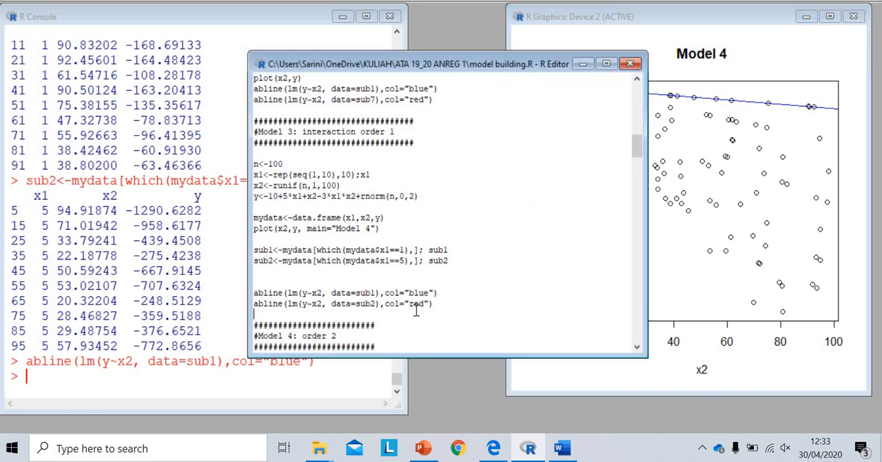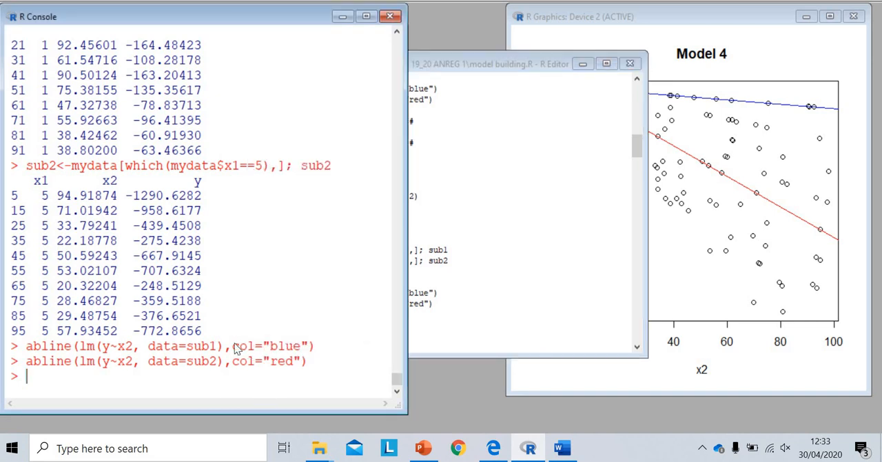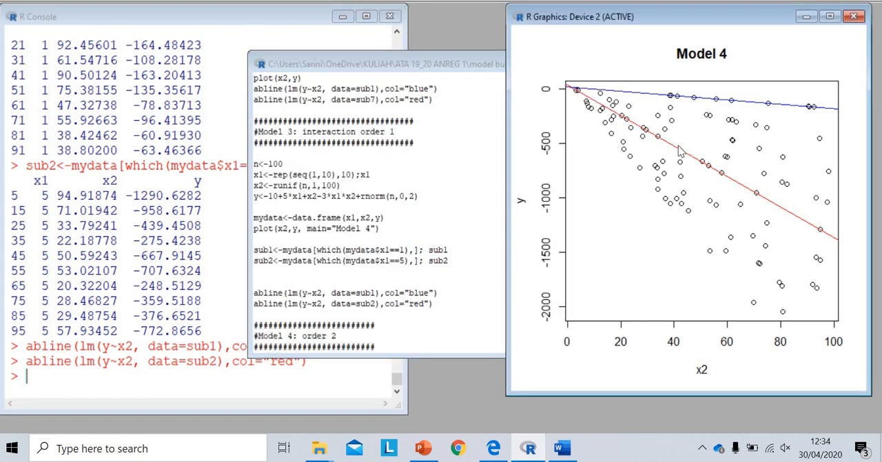What about when x1 equals 5? So this is how we do it. We want to see the contribution of x2 to y when using data subset 2, that is when x1 equals 5. And then we have the one represented by the red line here.